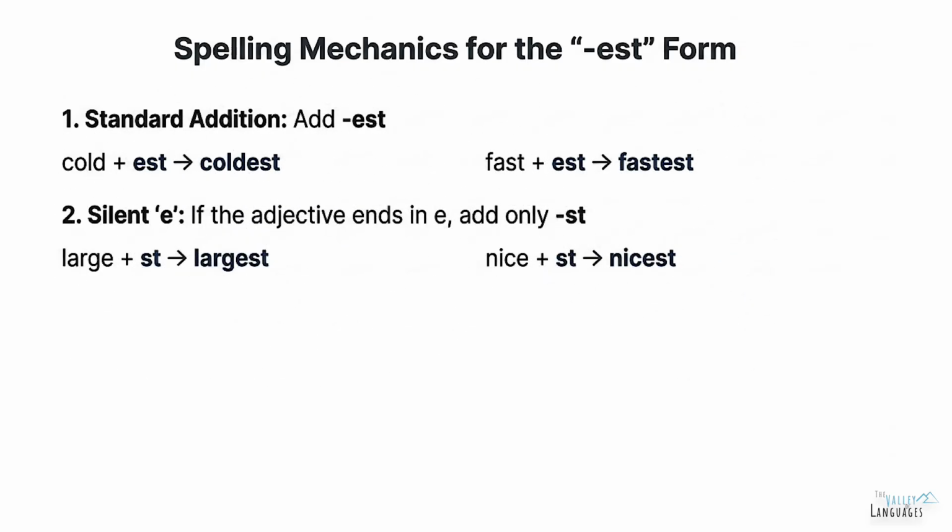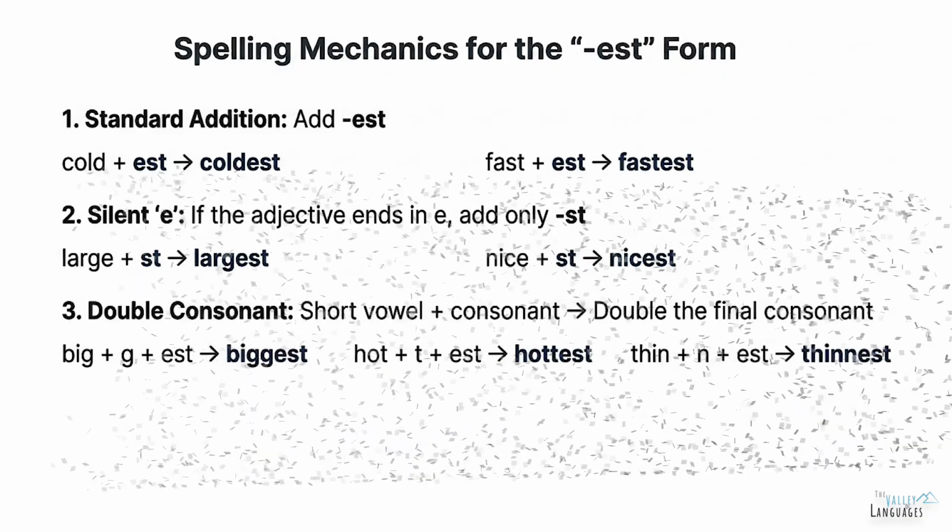Number 2 is the silent e. If the adjective already ends in e, you just add est. Large becomes largest. Nice becomes nicest. Simple enough?